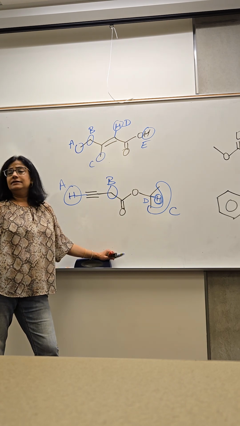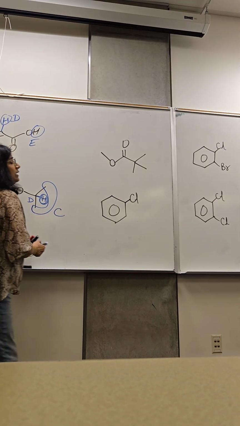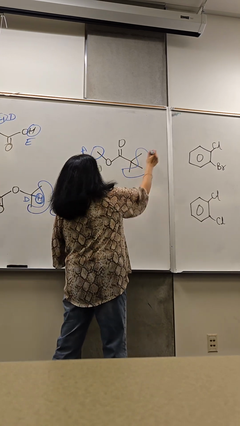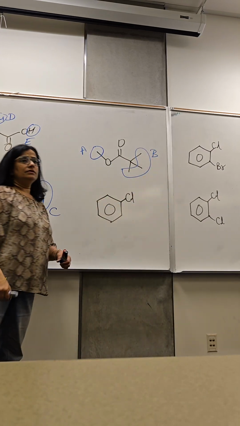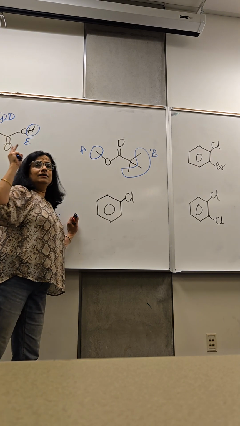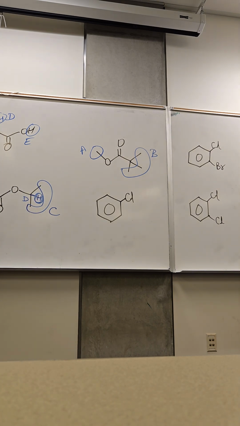Come on, guys. How many signals? Two. Absolutely, just two, and all nine of them are equivalent. The three methyls on a T-butyl are identical. Two signals. Everybody okay? How many here? Can I erase these two? Is that okay? Next one.